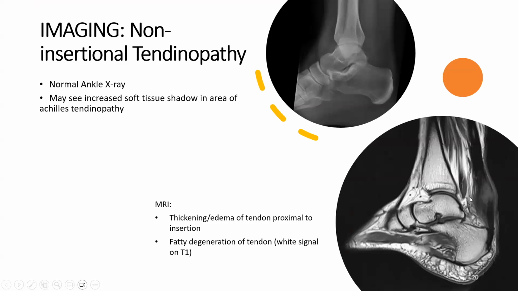On this picture on the bottom right, you can see this black line coming right here is the Achilles tendon inserting onto the bone right here. And about an inch or two above it, you can see this area where the Achilles tendon is not like the rest of it. It's starting to become degenerative. That white signal is indicating fatty degeneration of the tendon and prominence at the site.